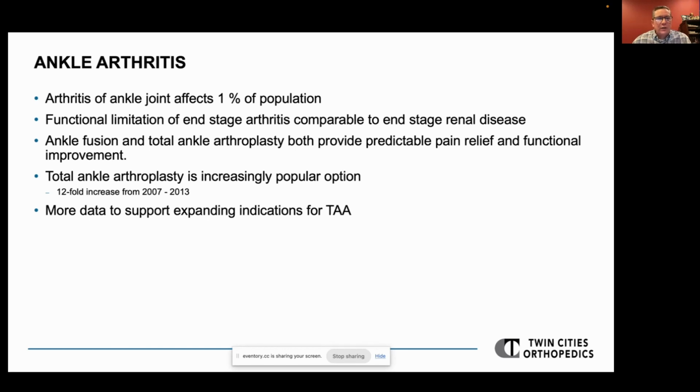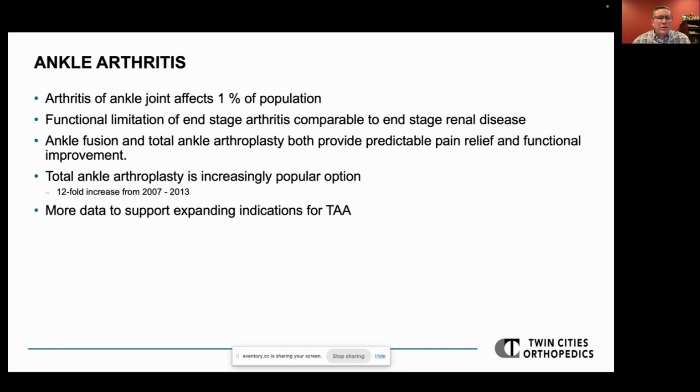Old data from 2013, but between 2007 and 2013, which is when we were transitioning from the second to third generation and fourth generation implants, we saw a 12-fold increase in the number of total ankle arthroplasties being done for end-stage ankle arthritis. And there's continued data to show that the trend is continuing to increase. There's more and more ankle arthroplasties being put in for arthritis. And certainly in my own practice, the number of arthroplasties I do compared to the number of fusions continues to increase, and the number of fusions that I do is continuing to decrease.